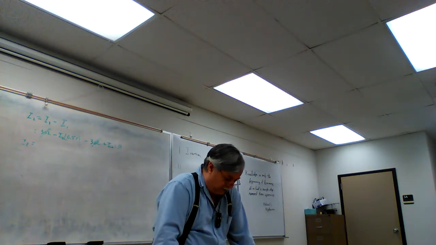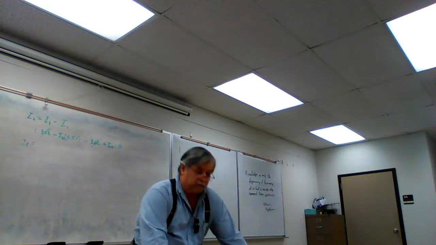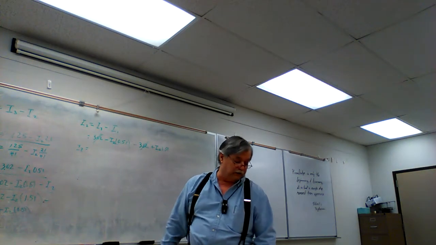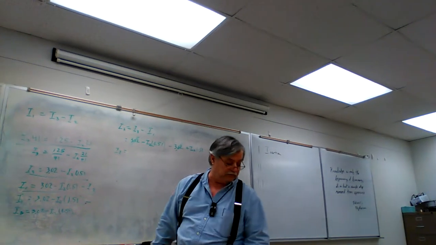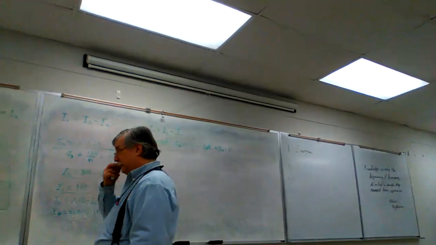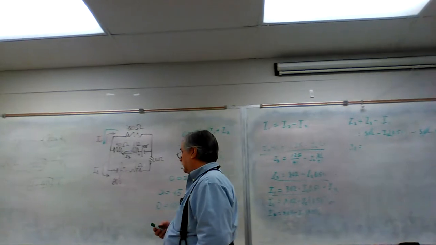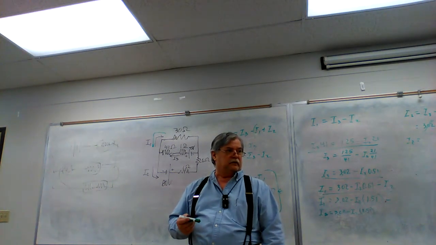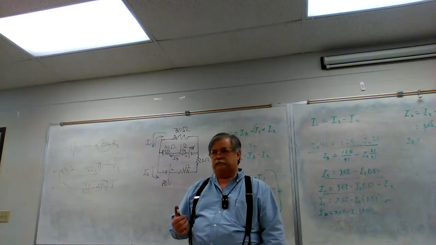Anyway, once they solved for I1, then it was fairly easy to solve for I2 and I3. You can follow it in the book there. It's on page 535. So does anyone have any questions?